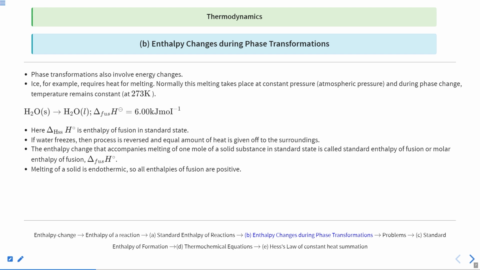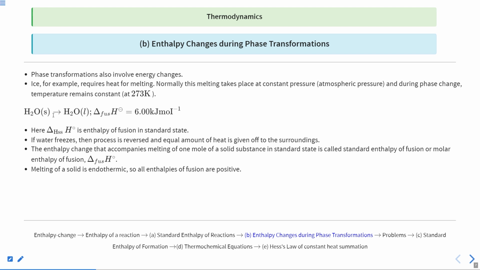Now, the enthalpy change during this process is called the fusion enthalpy change, and that is taken as the standard enthalpy change. It is 6 kilojoule per mole. To convert 1 mole of ice from the solid state to the liquid state at 273 Kelvin requires 6 kilojoule per mole of energy. This is the meaning of it. If water freezes, the process is reversed. Moving from liquid to solid, you have to remove 6 kilojoule of energy per mole of liquid water at 273 Kelvin to convert it into the solid state, right?